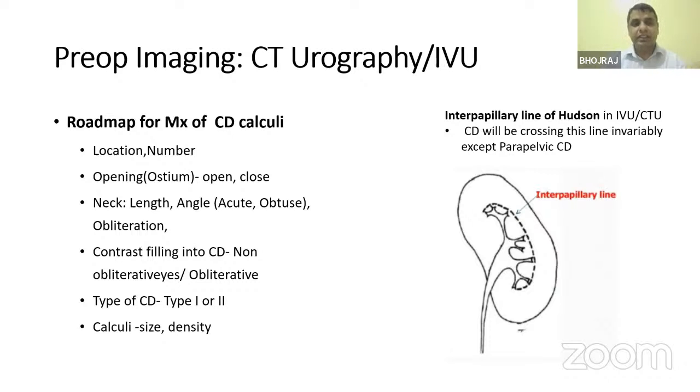Again, you should typify that radiologically, whether it is type one or type two at least. Type one diverticulum, I have already highlighted that, will be more polar. It will be globular. And type two is more central or mid zone. It will be more round, spherical. Calculi size and density, of course.